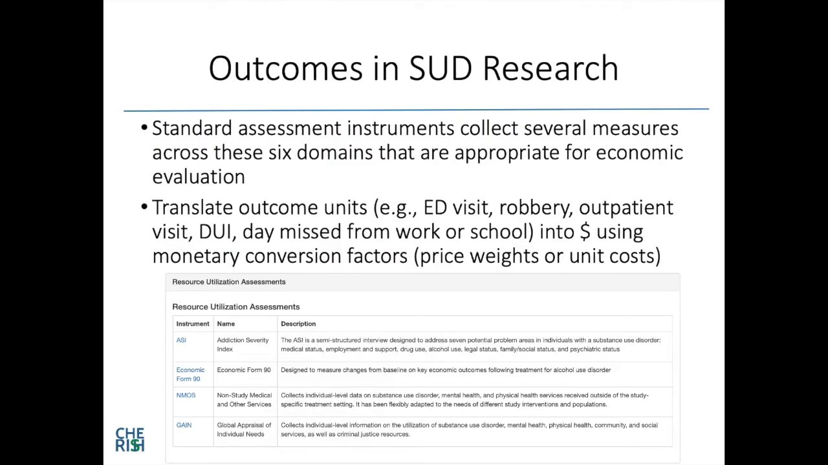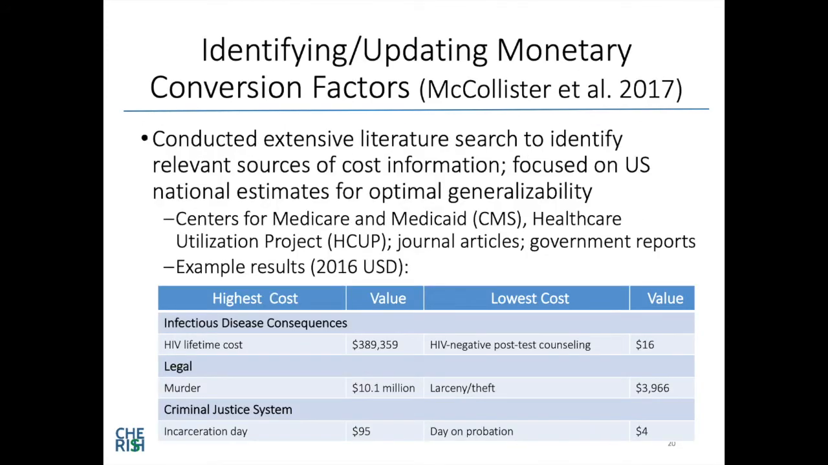There are standard assessment instruments that collect several measures across these 6 domains listed on the resources on the CHERISH website. You take outcome units like an ED visit, a day under community supervision, or a group therapy session, and use sources such as reimbursement rates as well as the scientific literature to translate outcome units into dollars. The CHERISH Methodology Core led a study reviewing existing sources of monetary conversion factors, also called unit costs or price weights, to value substance use disorder outcomes in dollars.